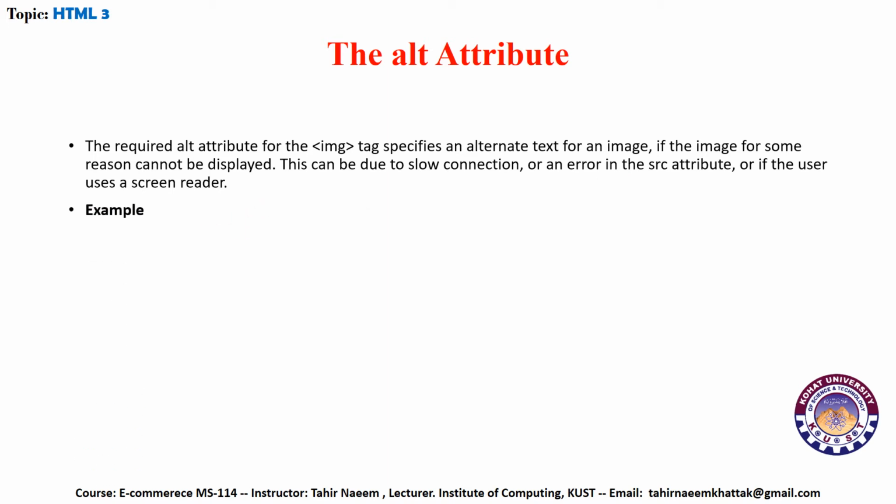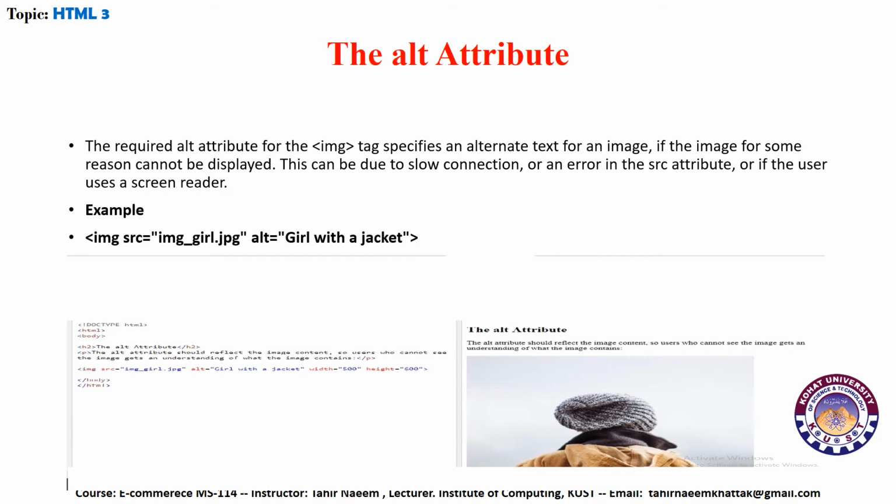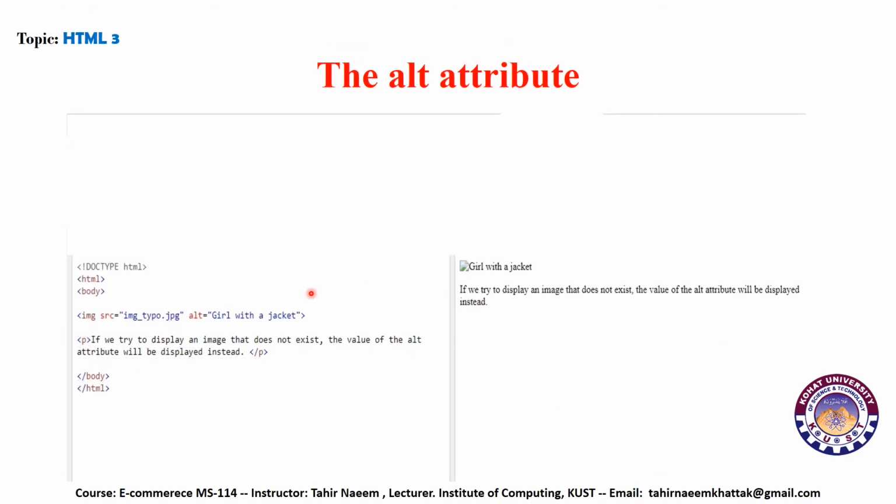Here I am giving you the example. Here this is the source of the image, and this is the alt text that will be shown, girl with a jacket. So here I am repeating the previous picture. Here the browser supports the image, so it will be displayed. The alt attribute is basically the alternative if the picture is not displayed. Here is the code we have written.